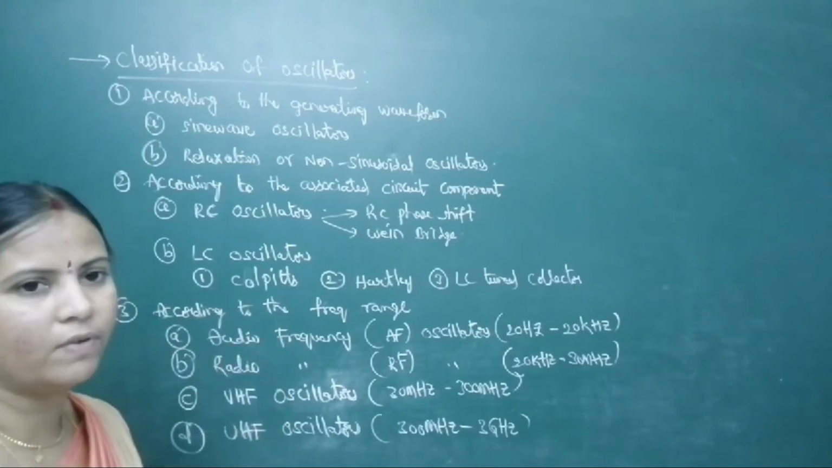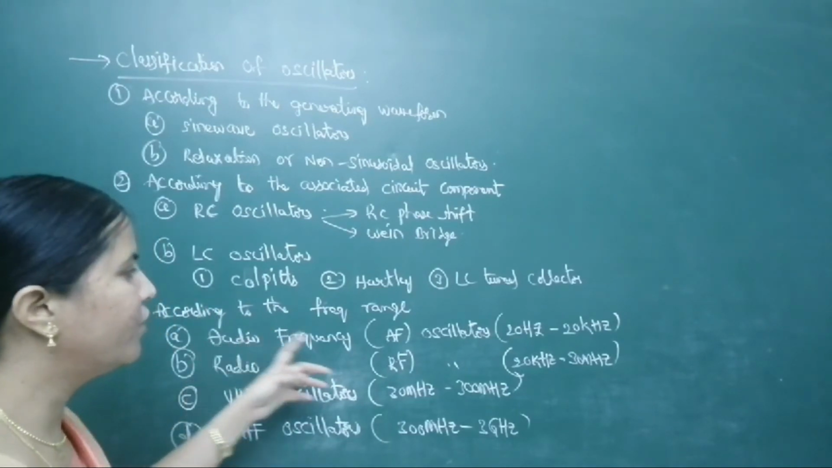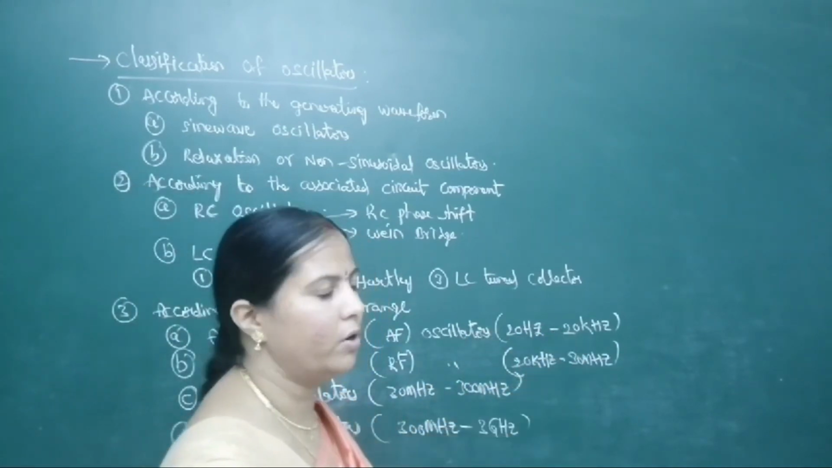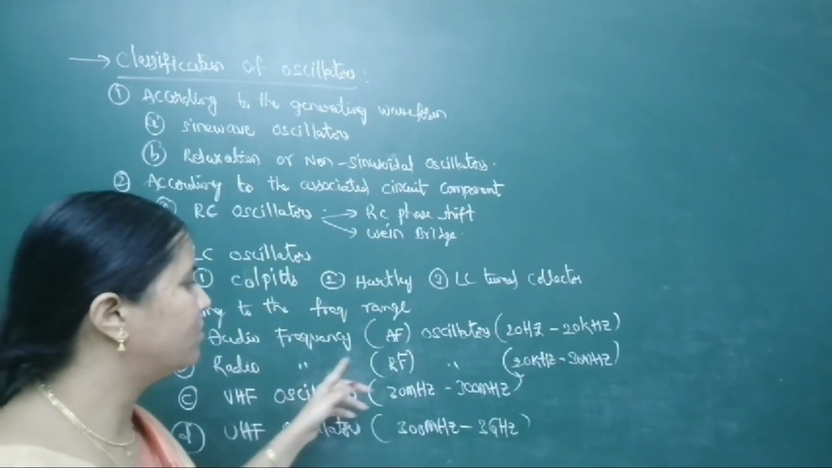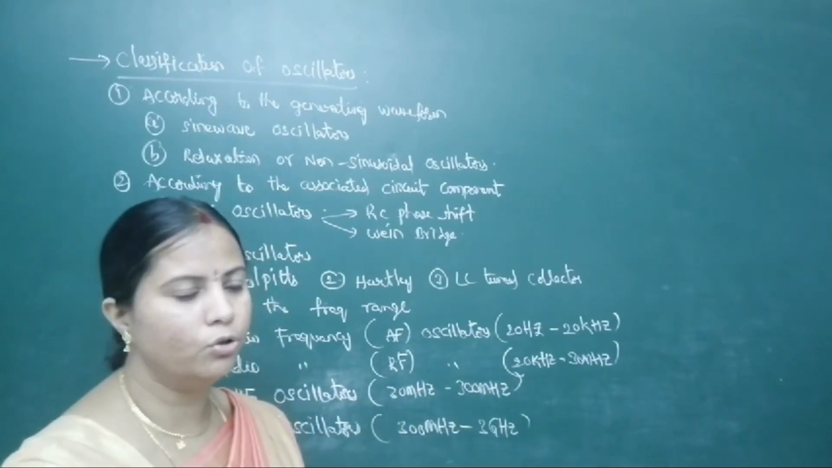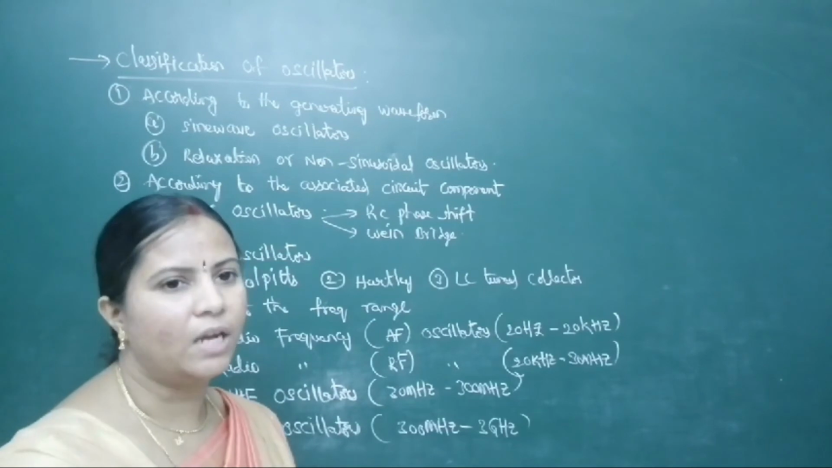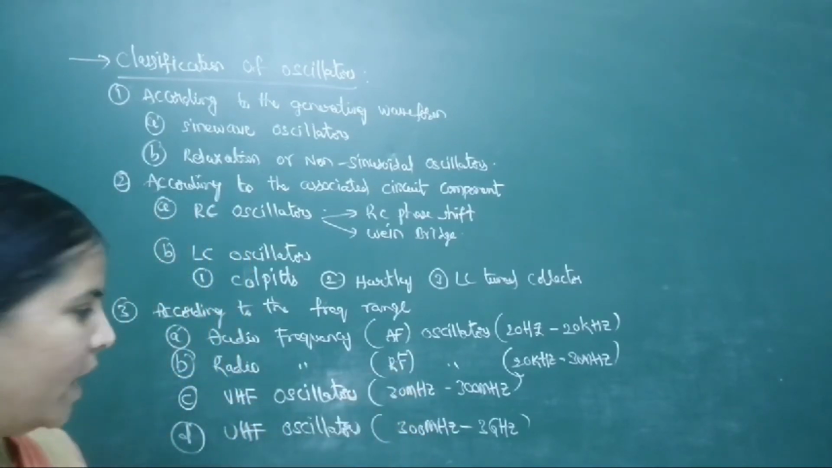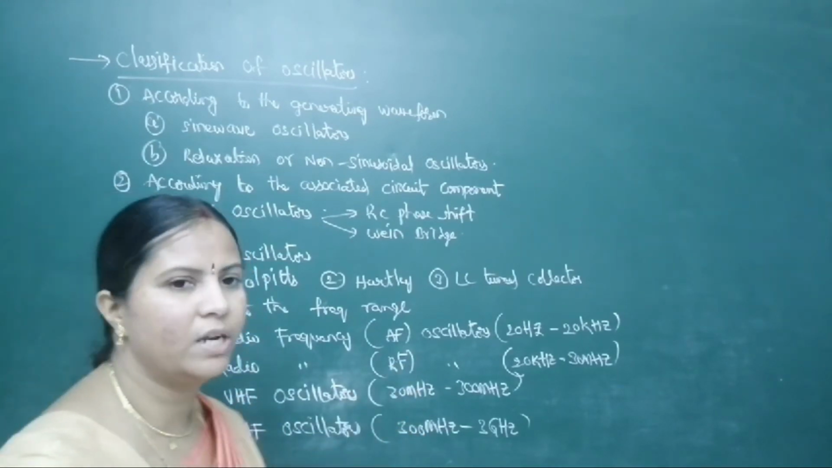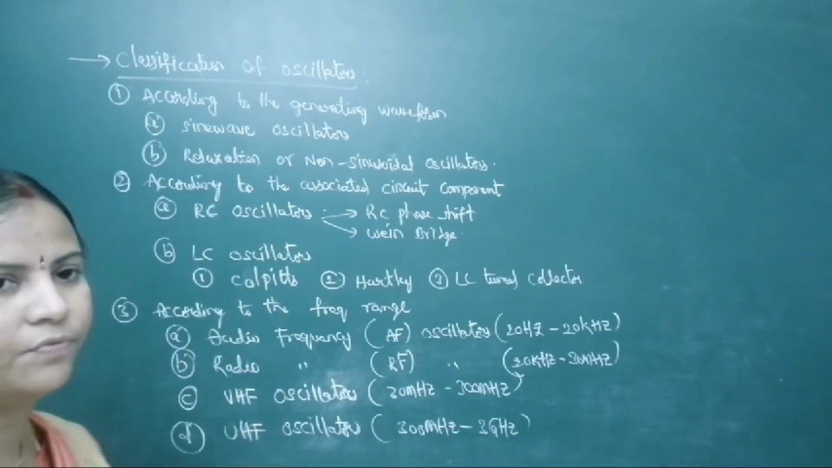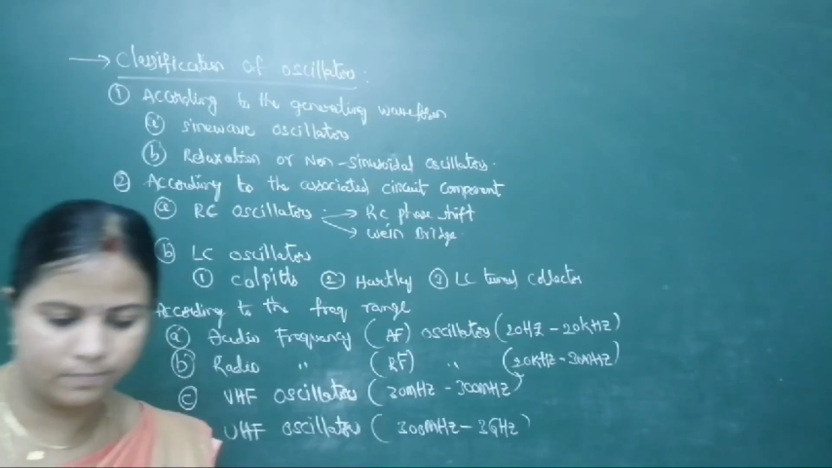According to the frequency range, we have audio frequency oscillators, where the audio frequency range is 20 Hz to 20 kHz. Radio frequency oscillators 20 kHz to 30 MHz. Video frequency oscillators 30 MHz to 300 MHz. And ultra high frequency oscillators 300 MHz to 3 GHz. So these are the classification of oscillators.